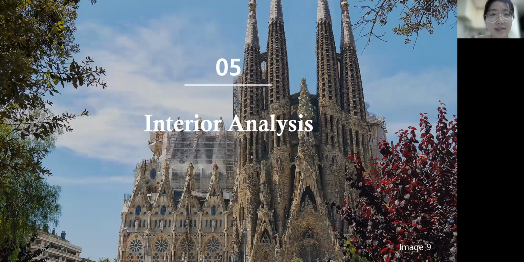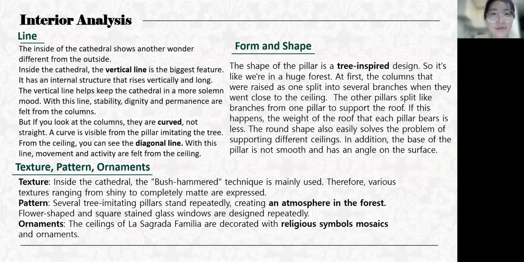The next is internal analysis. Inside the cathedral, the vertical line is the biggest feature. But if you look at the columns, they are curved, not straight. A curve is visible from the pillar imitating the tree. From the ceiling, you can see the diagonal line.